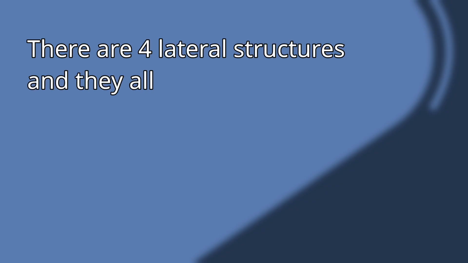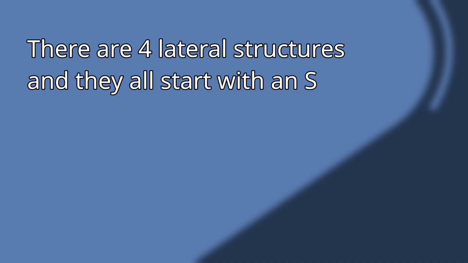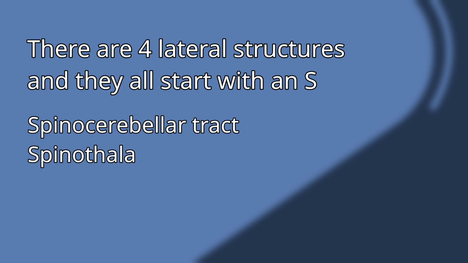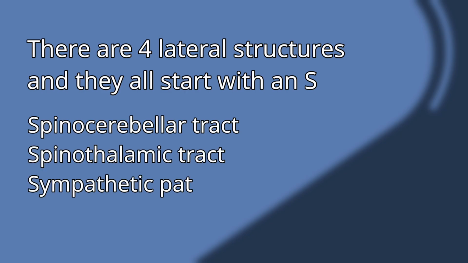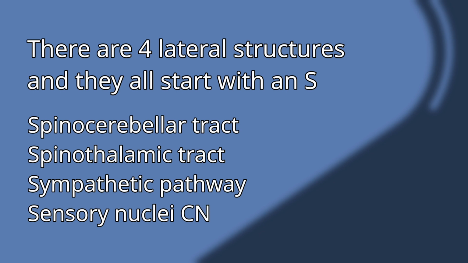This one is all about the lateral brainstem. And it says that there are 4 lateral structures and they all start with an S. And this is very easy to remember because they're all to the side. So side S, side S. Now, these are first the spinocerebellar tract, the spinothalamic tract, the sympathetic pathway, and the sensory nuclei of some cranial nerves. Now, let's walk through them.